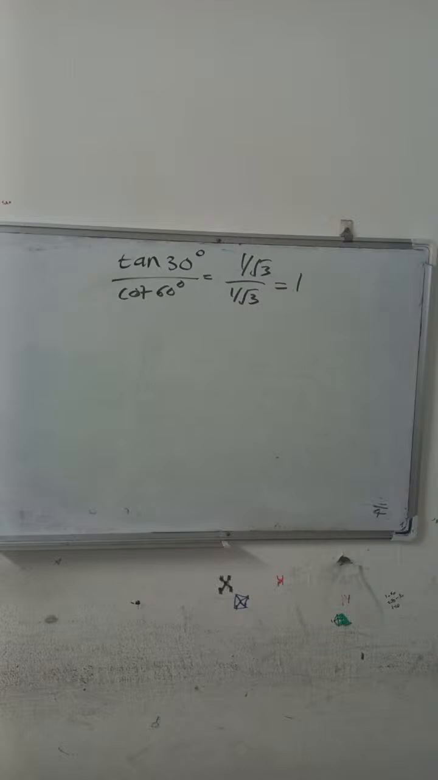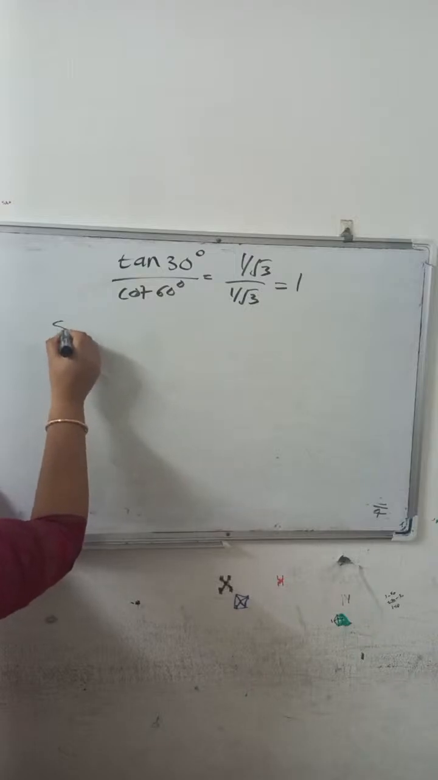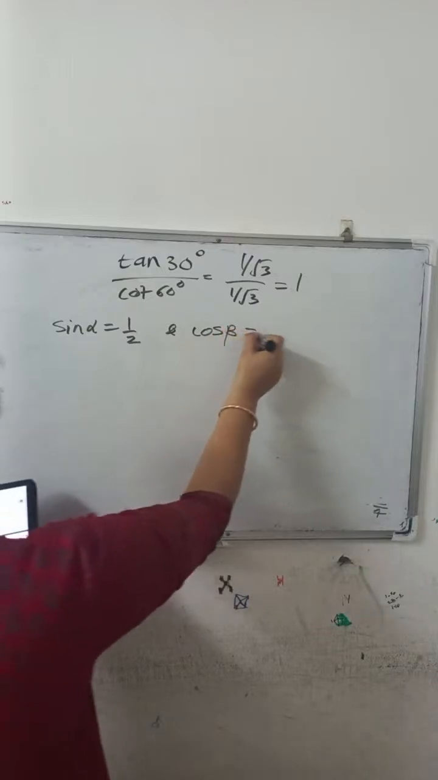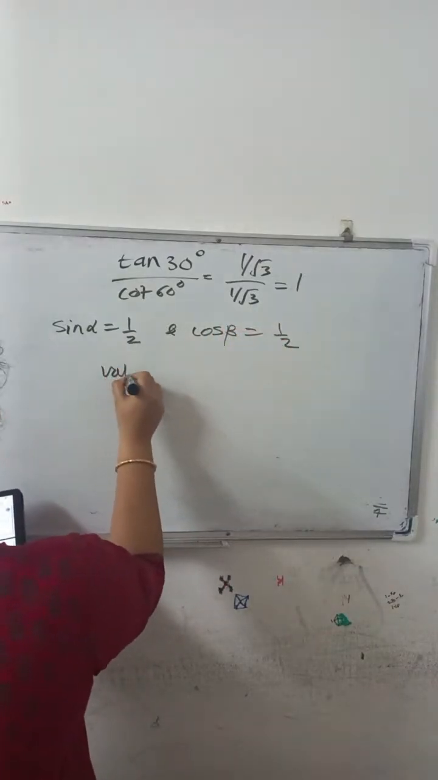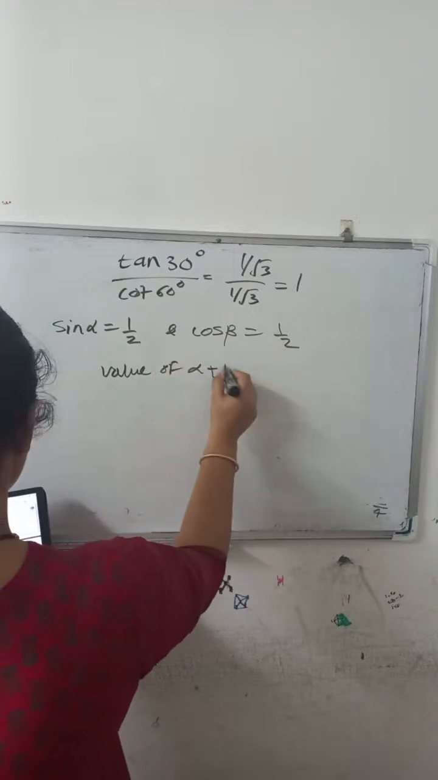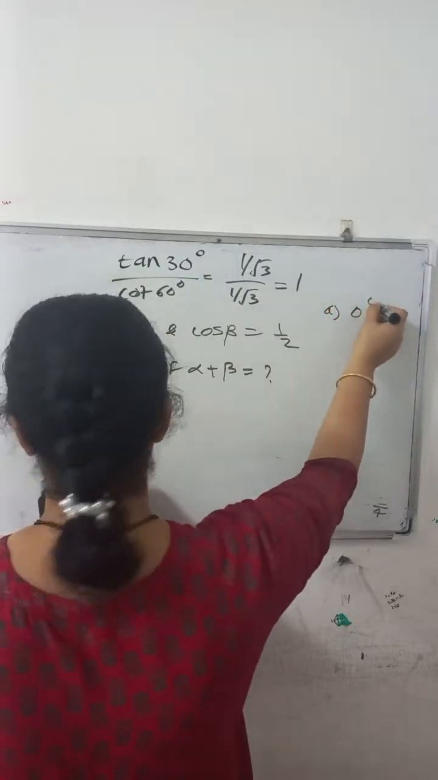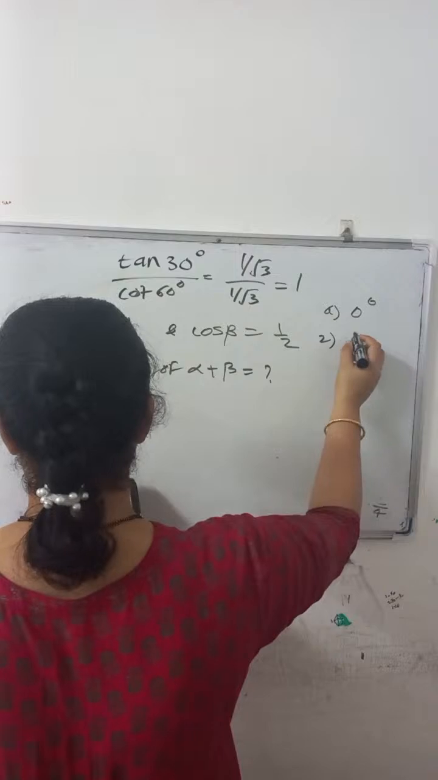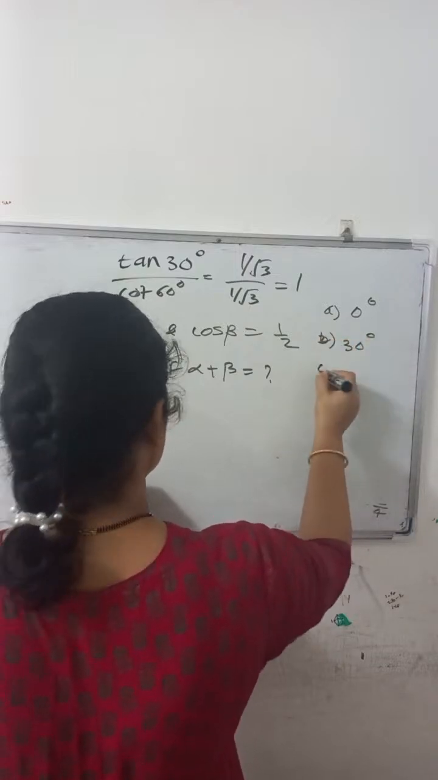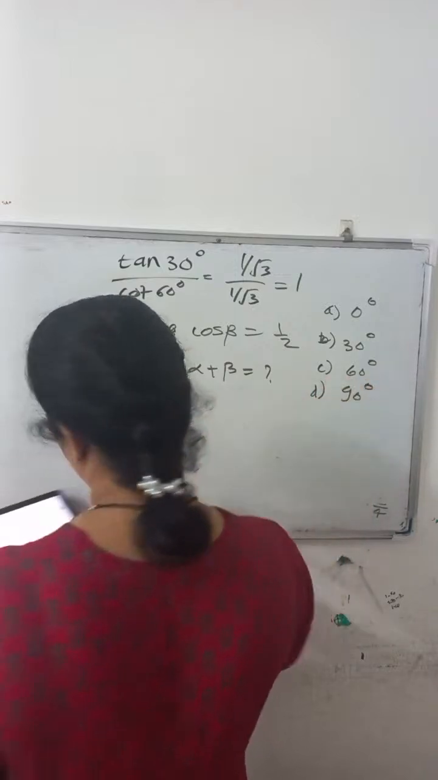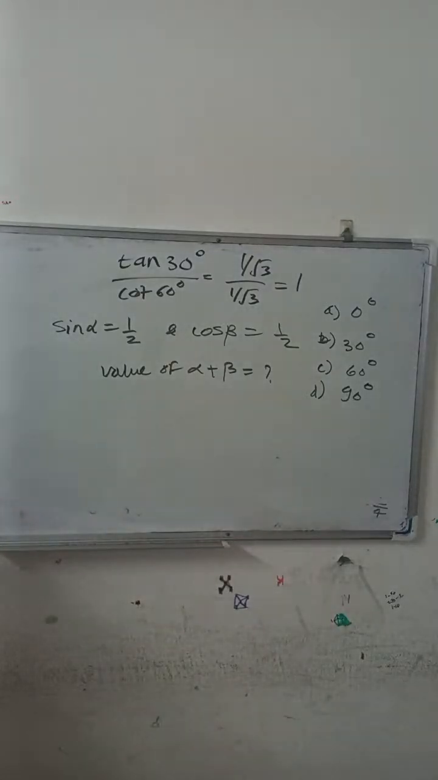Okay, now they are asking the value. Given that, next question, write down: given that sin alpha is equal to half and cos beta is equal to half, then the value of alpha plus beta is how much? Options are given here. First option is 0 degree, second option is 30 degree, that is B. C option is 60 degree and D option is 90 degree. So these are the 4 options we have.